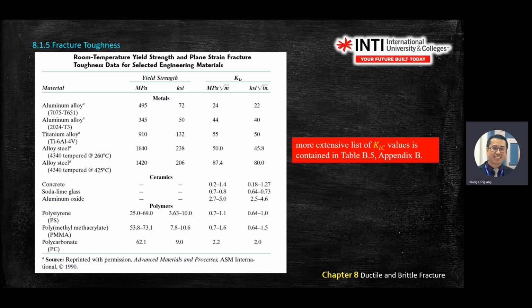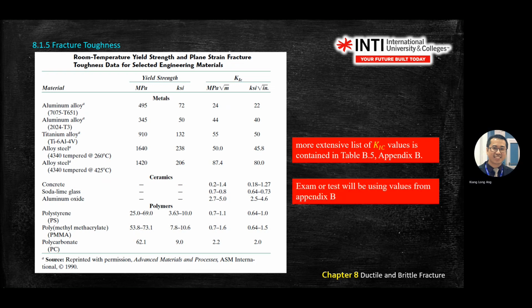You will see Appendix B in your Canvas. There's a table B.5 inside there. Go get familiar with table B.5. Go into Canvas, download Appendix B, and see what table B.5 looks like. Don't panic in the test. I put it in my slide also already. I give you hints that the exam or test will use Appendix B material.